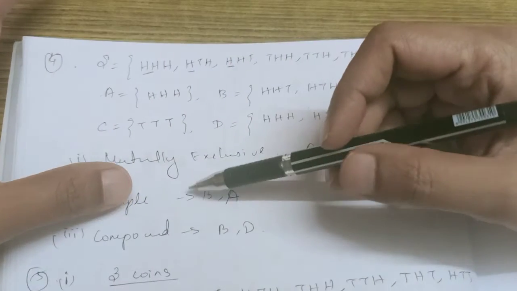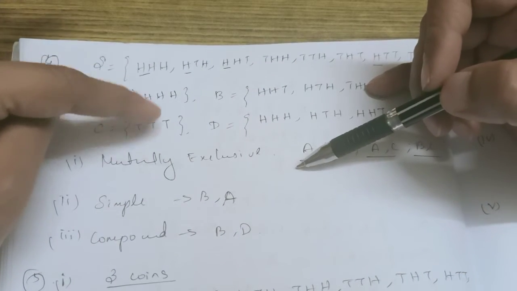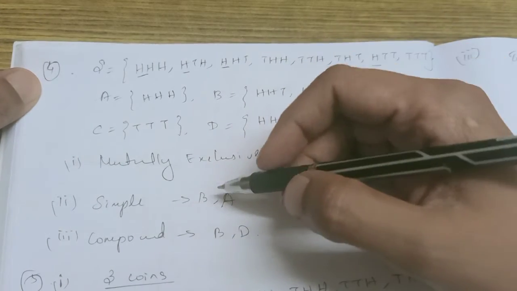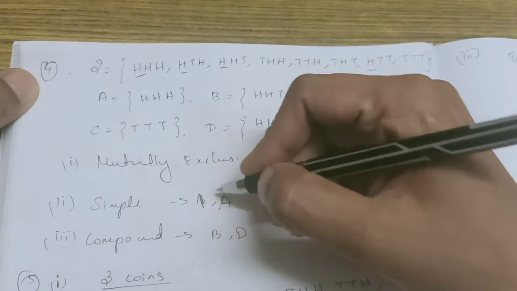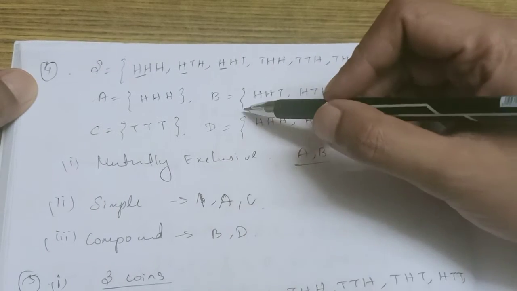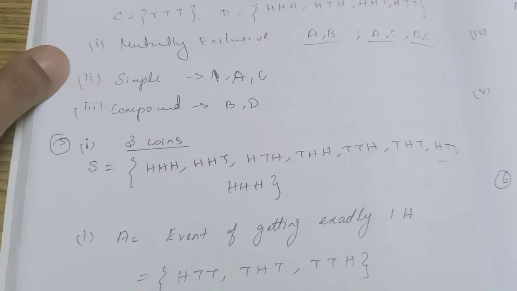Then simple event and compound event. Simple event means there should be only one outcome. These two have only one outcome. These two are simple events. I have written wrongly. A, C. A and C are simple events, and compound events are B and D, because they have more than one outcome.